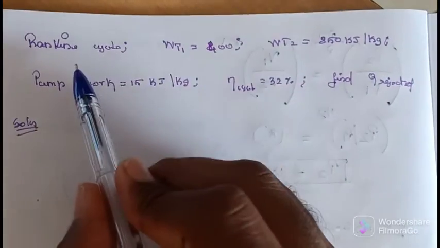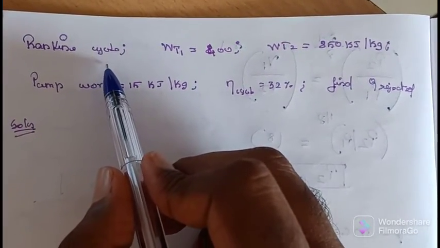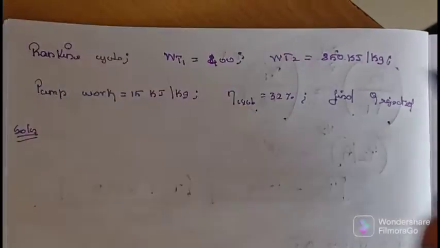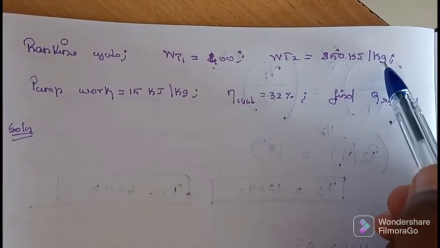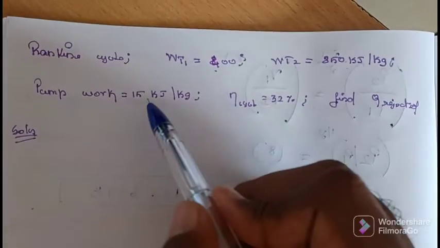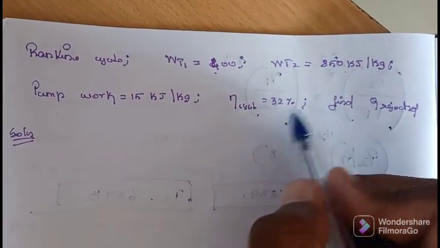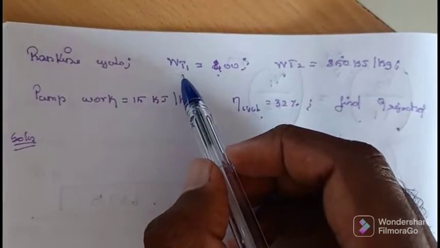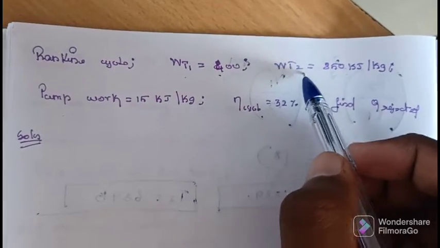So the given problem is a Rankine cycle. I have shortened the question for easy understanding. So WT1 is 400, WT2 is 850 kilojoule per kilogram, and the pump work is 50 kilojoule per kilogram. Cycle efficiency is given as 32%. Find the Q rejected. WT1 means the turbine with high pressure. WT2 means the turbine with low pressure.